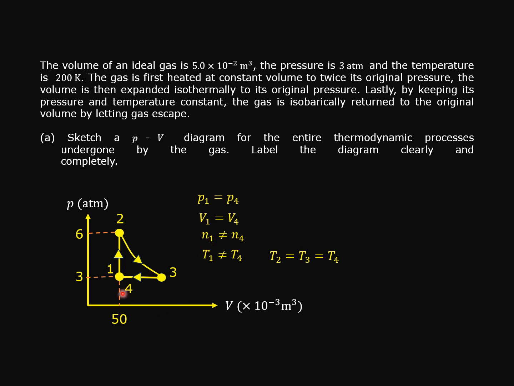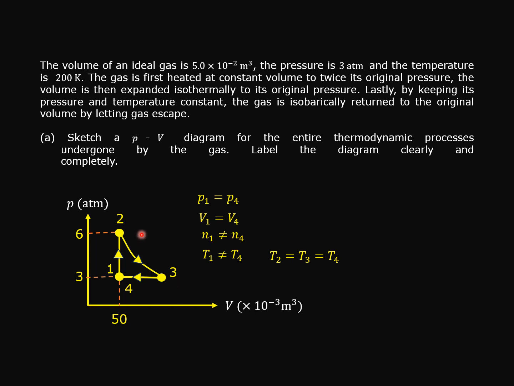That means the pressure P1 is the same as P4, which is 3 atm. V1 and V4 are the same, which is 50 times 10 to the power of negative 3 meter cube. But the number of moles for state 1 and state 4 are not the same, simply because in the isobaric process, some gas is removed from the system. And also from the information given by the question, we know that in the process from state 3 to state 4, the temperature is kept constant. And we know that in the isothermal process, the temperatures of state 2 and state 3 are the same.